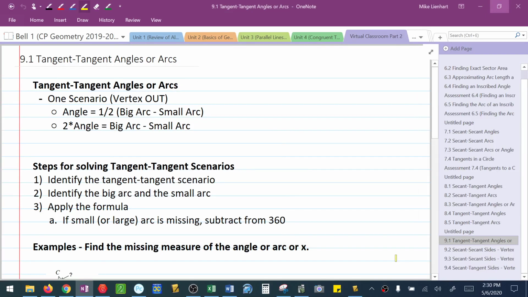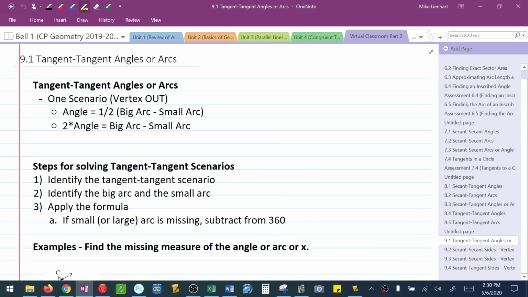This video is about tangent scenarios. Now we're going to look at tangent angles or arcs. Whenever you have a tangent scenario, you have one scenario, okay? And the vertex is going to be on the outside. So just as a quick sketch here, if that's a circle, I have a tangent here. I would have a tangent here. They meet right there, so that would be my theta.